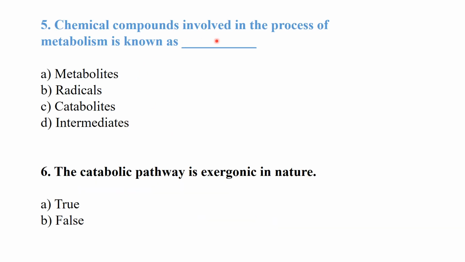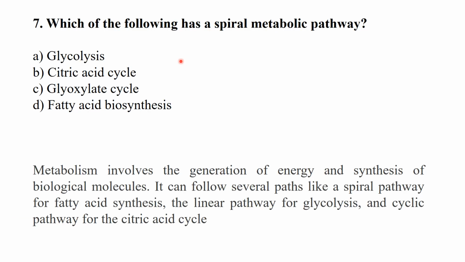Chemical compounds involved in the process of metabolism are known as metabolites. The catabolic pathways are exergonic in nature. True or false? So it is true. Which of the following has a spiral metabolic pathway?